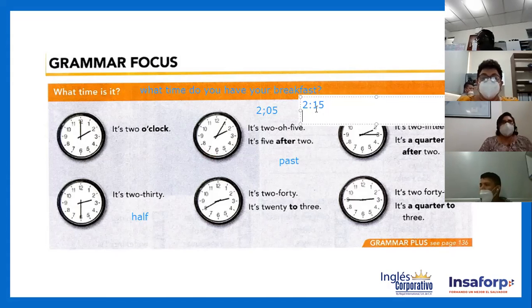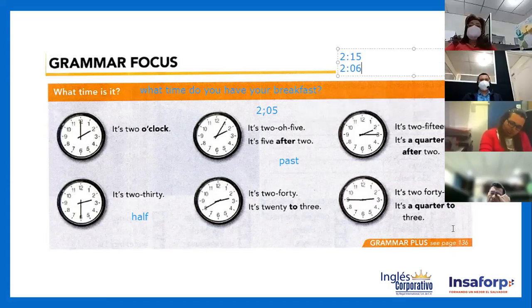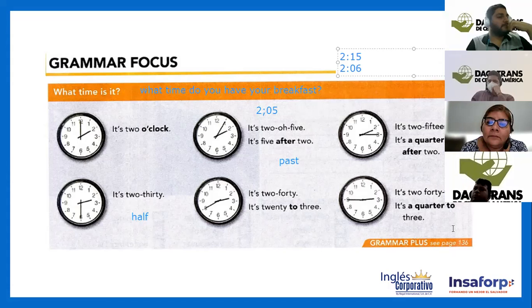No. En ese caso, porque estamos utilizando el O, nos está indicando el cero, right? Es lo que está reemplazando, O, right? It's 2:06. En este caso, solo sería it's 2:15. That is going to be it. Gracias. Teacher, it's correct to say 2:05? Yes, it is correct. They say basically oh too. Okay, thank you. So any other question, guys?